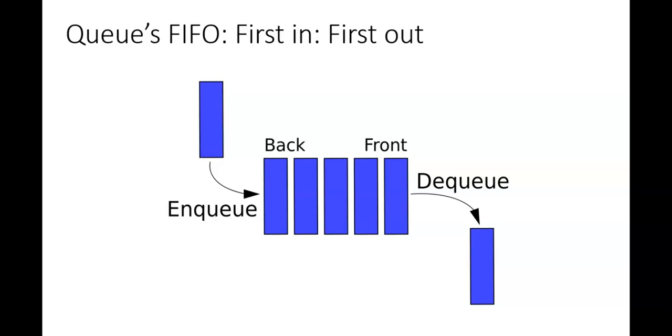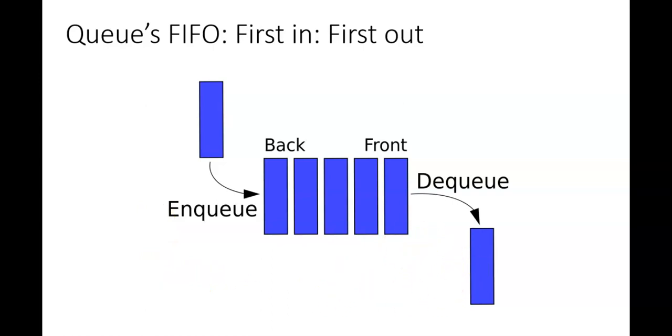For queues, it's a little bit of a different story. It is FIFO, which is first in, first out. If you think of people waiting in line, FIFO means the first person in line is the first person to get removed from the line. A person getting into the line is pretty much enqueuing, so getting in the back, while a person being removed from the front of the line is dequeuing.